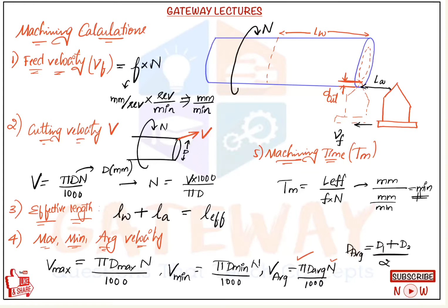Mostly this Tm is equal to L effective upon Fn will be used in almost all machining operations with a little change in terms. Like in milling, we will be using milling velocity and milling feed. And in milling, we will also be using feed per tooth, not actually the complete feed. Milling feed, we will use feed per tooth. So let us now go through the question.